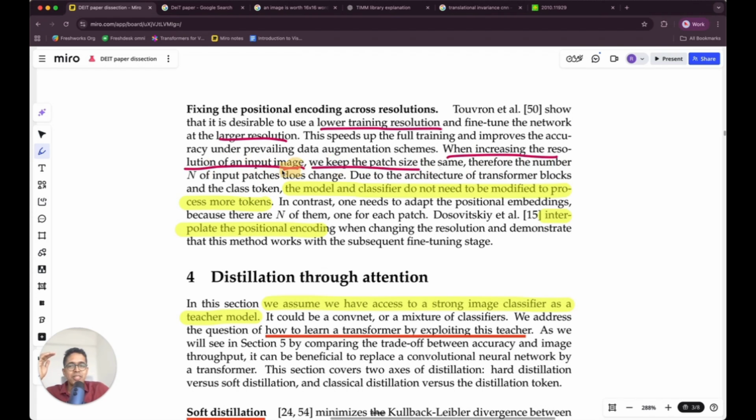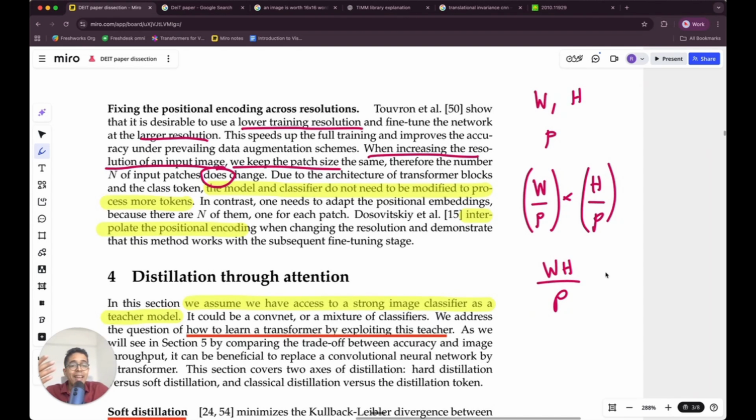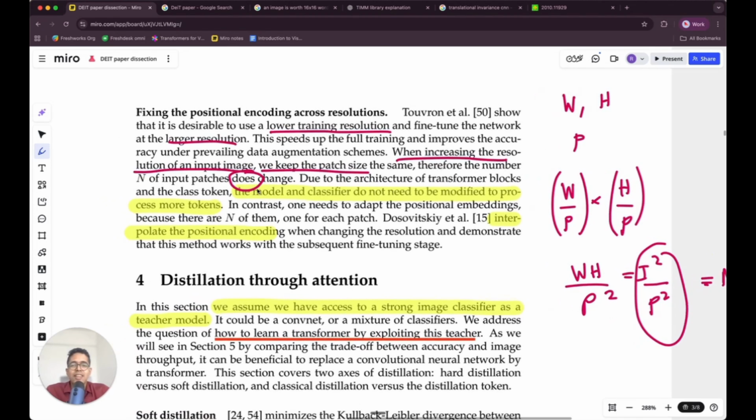I was getting confused because I read it as does not change, but it does change. If the input image has W as the width and H as the height, and let's say patch size is P, the total number of patches along the width is W by P, and along the height is H by P. So this is basically WH by P squared, and if I call W and H the image size I, then basically I squared by P squared. Total number of patches per image is I squared by P squared. So obviously, if image resolution I changes, the number of patches is going to change. That is what they have mentioned here, but I read it as it does not change. It actually says it does change.